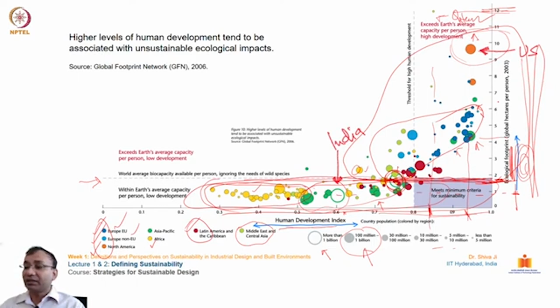So we saw this slide, which I have sourced from the Global Footprint Network. This data belongs to the year 2006. It talks about the ratio between human development and the ecological footprint. Obviously it's not directly proportional. So with this, I would like to bring this lecture 1 and 2 to an end. Thank you everyone.